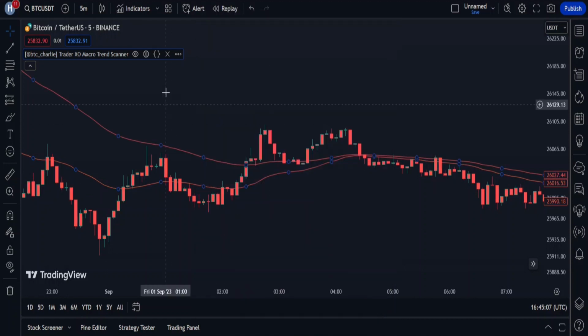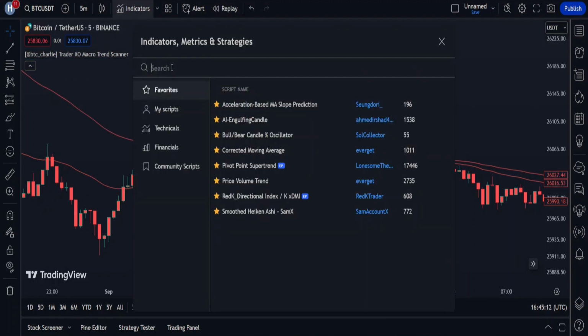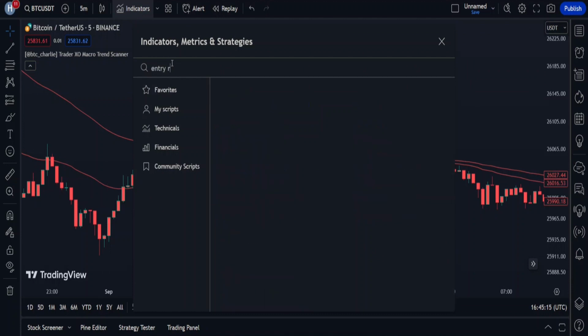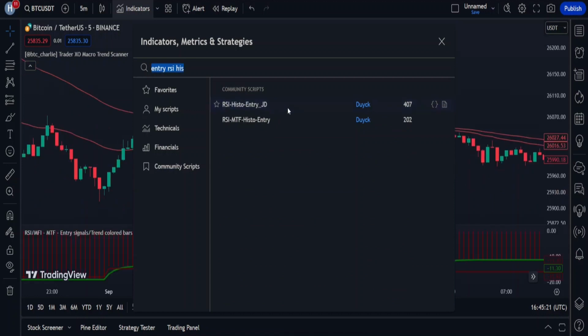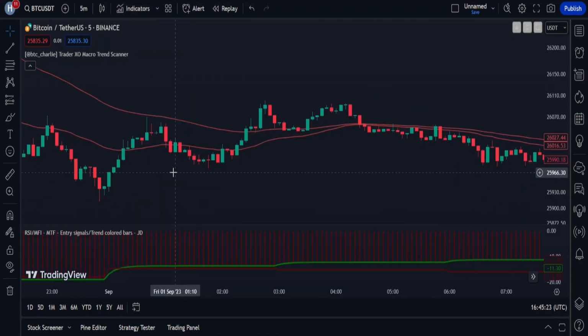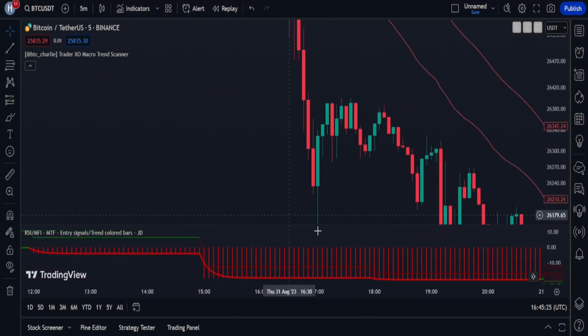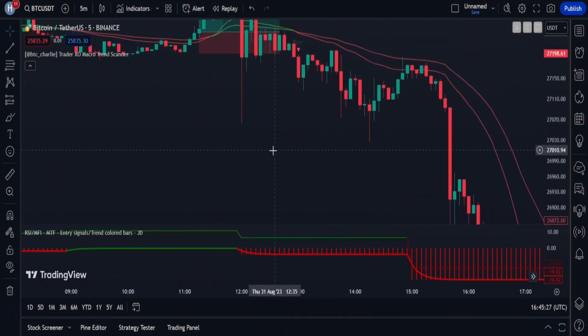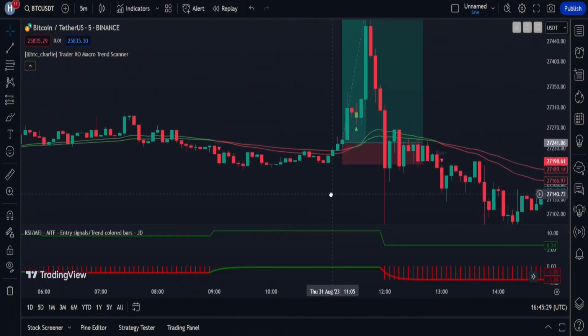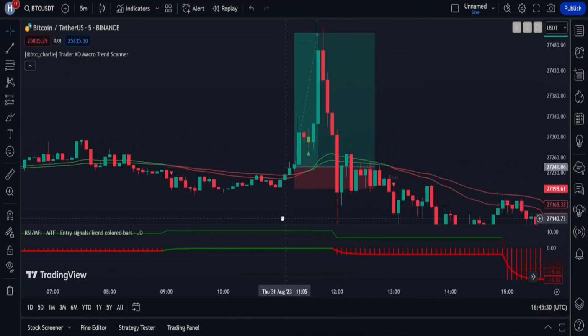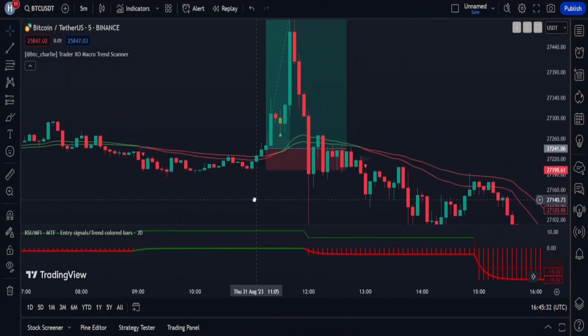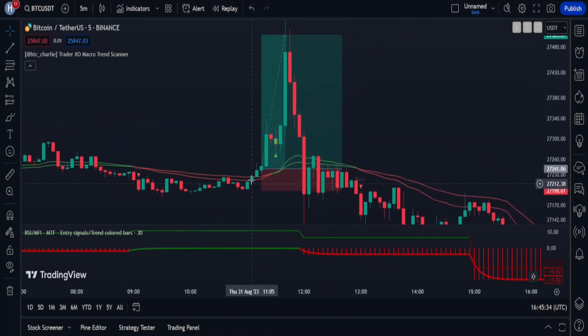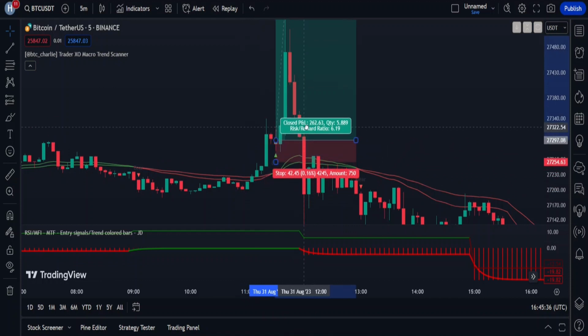After this, we have to apply another indicator to the chart. So again, we will access the Indicators tab and search for Entry RSI History, and then add this one created by JD option to the chart. In simpler words, this indicator shows a histogram of the RSI in relation to an EMA of the RSI. The histogram is then smoothed to give early reversal or entry signals. We will use this indicator to confirm the signals given by the Trader XO Macro Trend Scanner indicator.